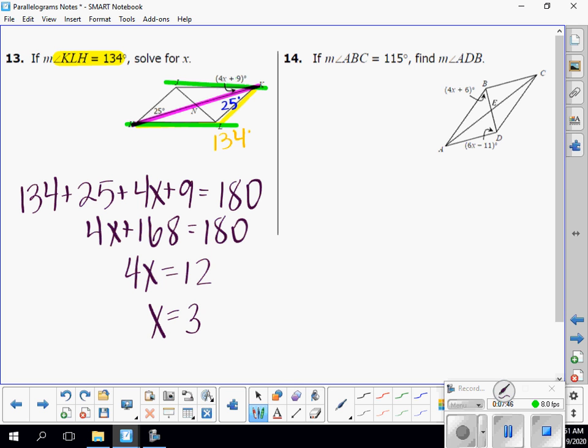So again, the most important part here is that you know that you can float your angles up the transversal and jump over for your alternate interior, and that angles that make up the same side of your parallelogram are always adding up to 180 degrees.